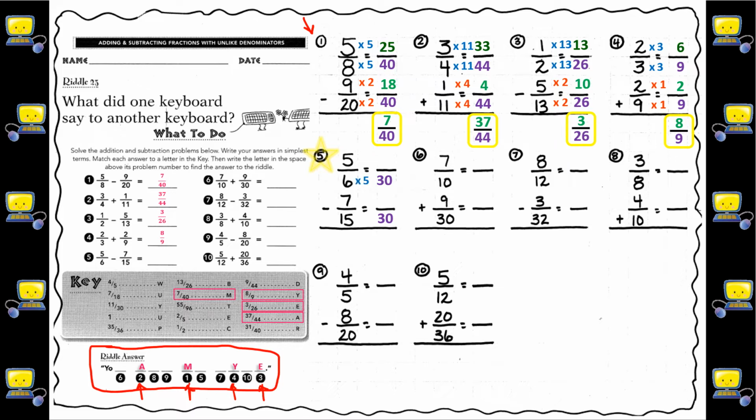15 times 2 is 30. 7 times 2 is 14. I'm going to keep my denominator 30. This is a subtraction problem. 25 take away 14 equals 11. I cannot reduce 11/30ths, so that is my answer for question 5.